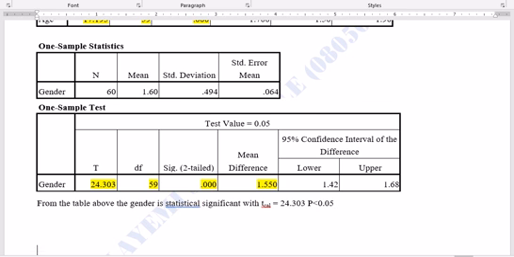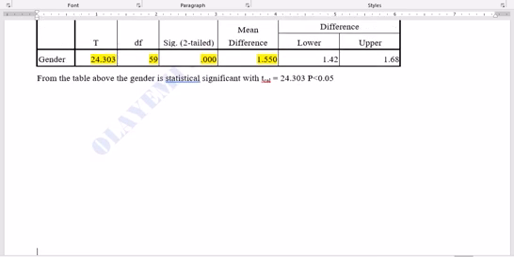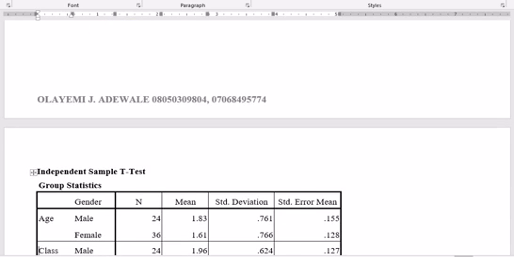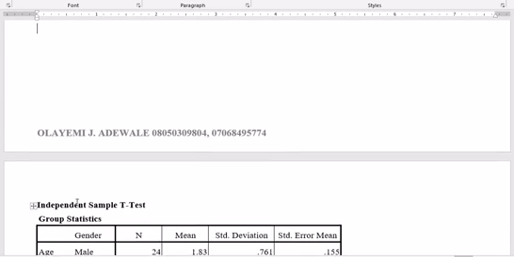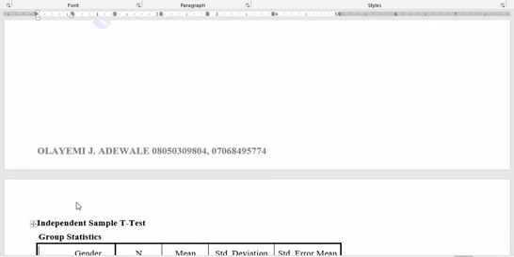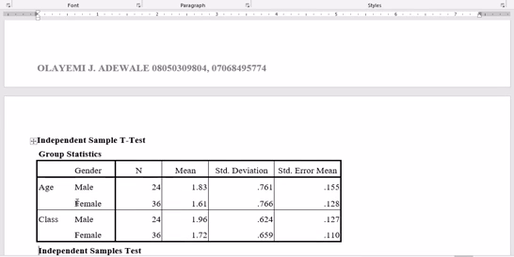Now let's move to the class. That's for the one sample t-test. Next is the independent sample t-test. They don't depend on anything. The first table is group statistics, and I picked gender and class.